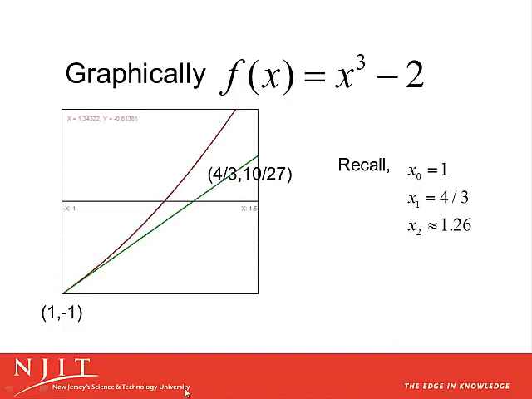Graphically, what did we just do? Well, we started at the point (1, -1) and found the equation of the tangent line. We saw that the tangent line crosses the x-axis at x equals 4/3, and the y value over there is 10/27. So we find the y value, then we find the tangent line at (4/3, 10/27), and then we get to our x2. Our x0 was 1, our x1 was 4/3, and x2 is 1.2639.